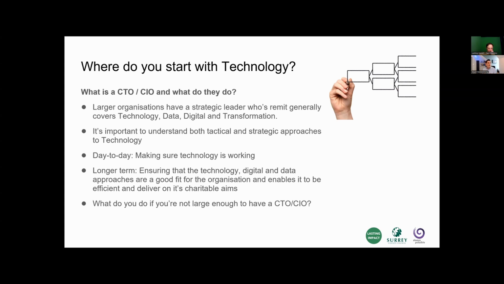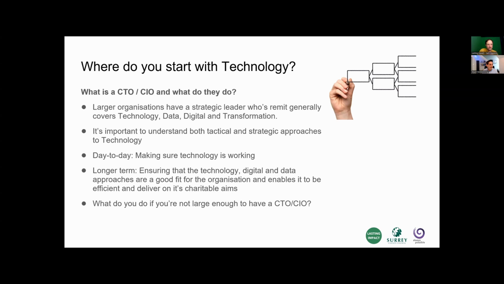Now, I've explained all of that because it's important to think about what it is you actually need. Are you looking for making sure that your technology is working? Or is it that you're looking for the longer term? How do you actually get the right technology? Chances are it's both.